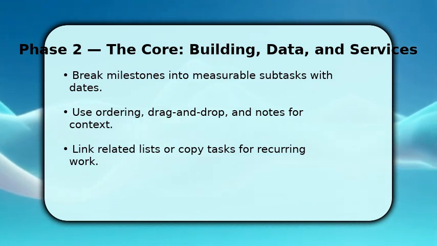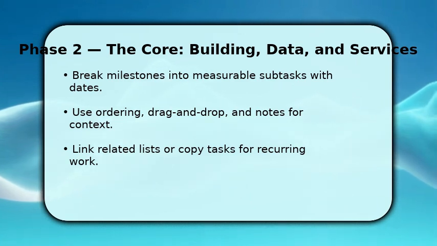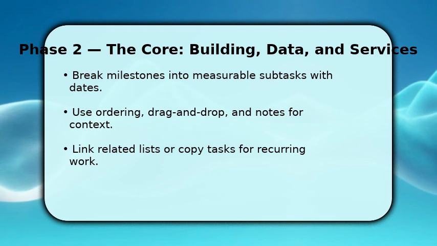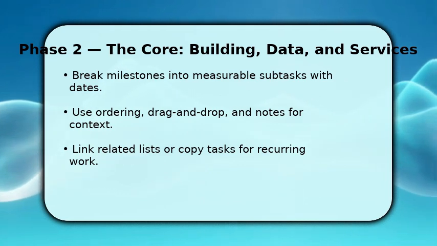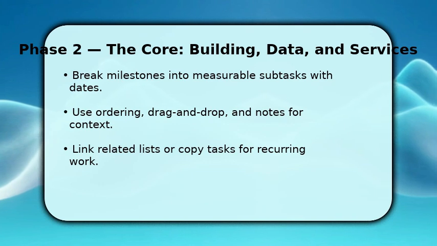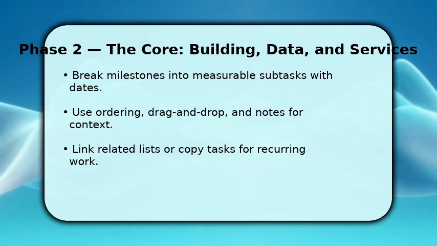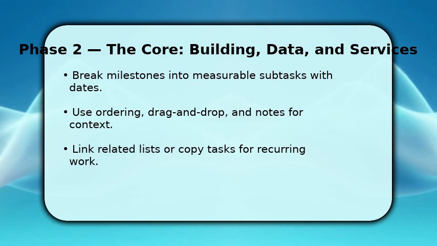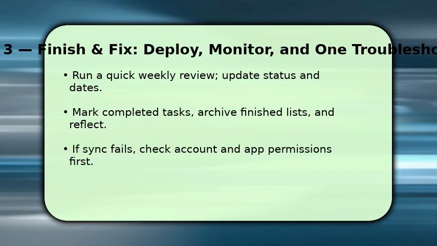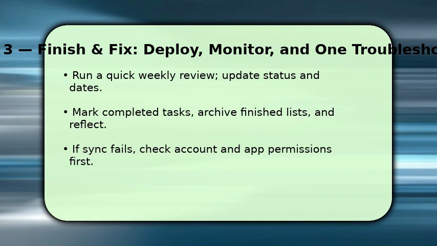Once subtasks exist, leverage copy or duplicate for recurring work and link related lists by naming conventions. Make sure to review calendar integration so due dates appear where you plan time. This alignment helps you turn a list into a reliable workflow. You finish by running a weekly review, update statuses, adjust dates, and mark completed tasks so the list reflects reality.